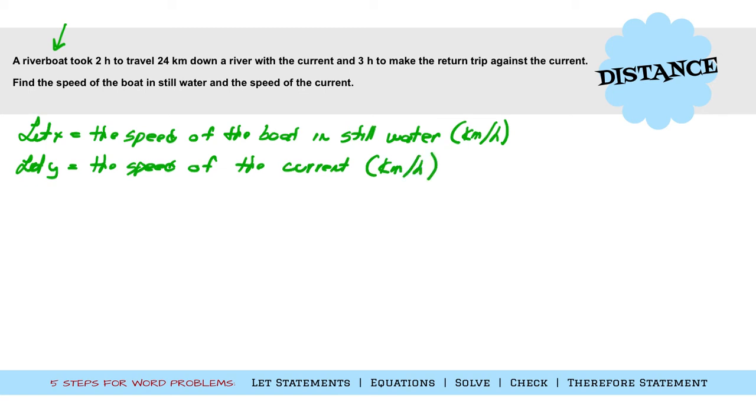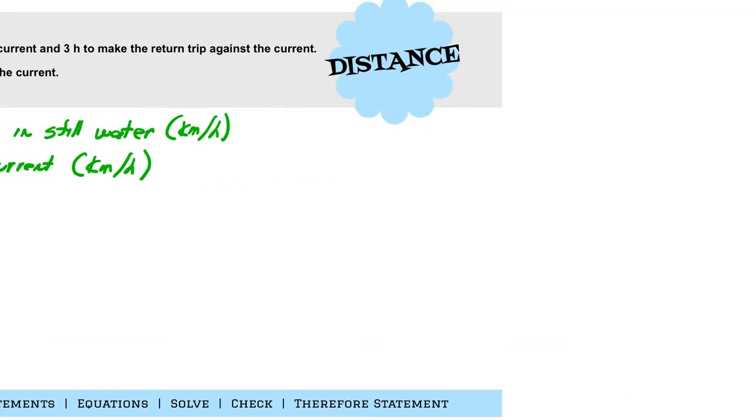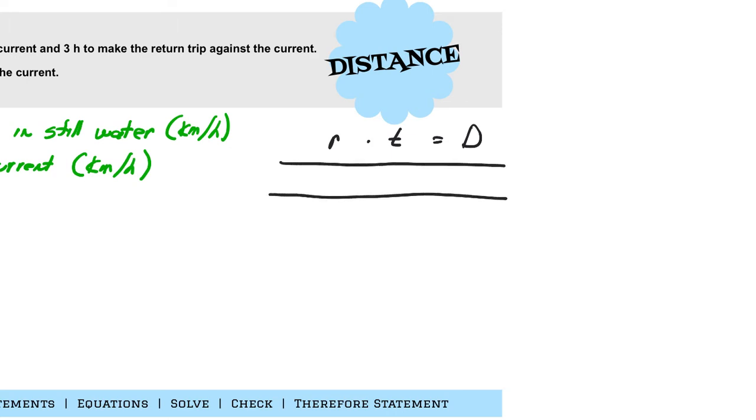And now, I often will use a chart when it's a distance problem, and the chart is the concept of distance, which is rate times time, and that equals distance. In this case, we're going upstream and downstream.